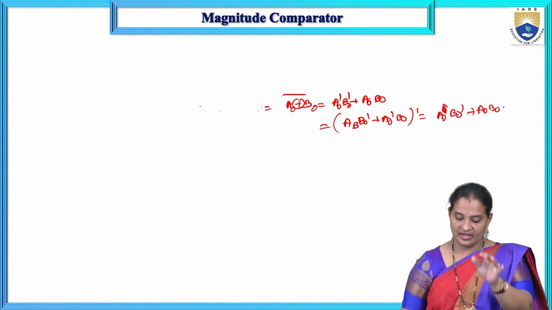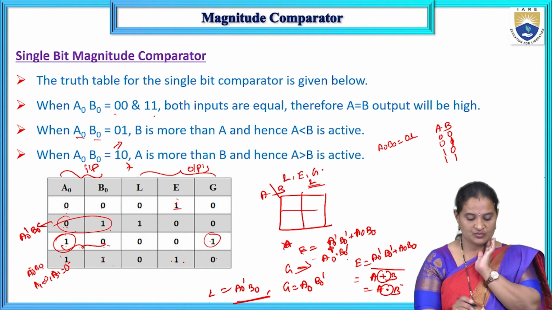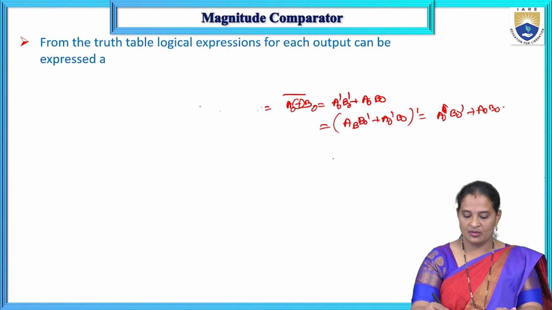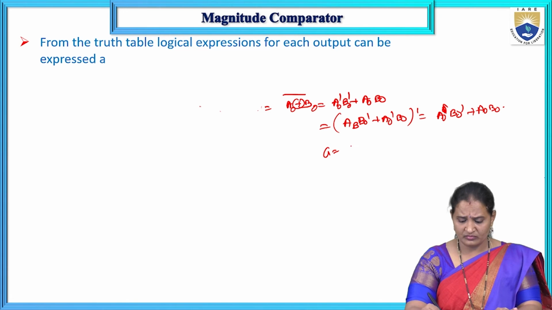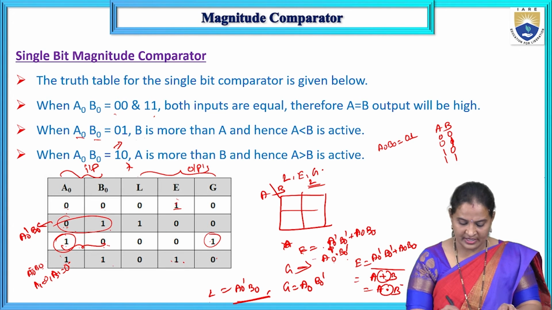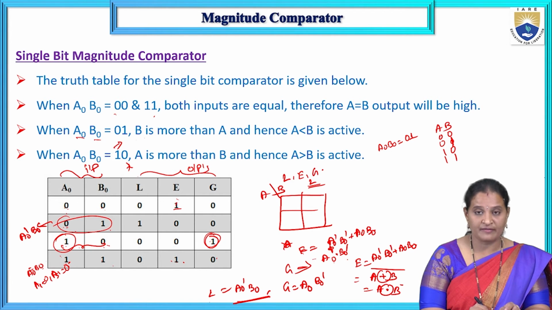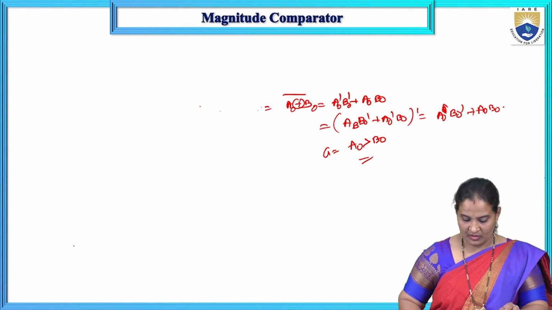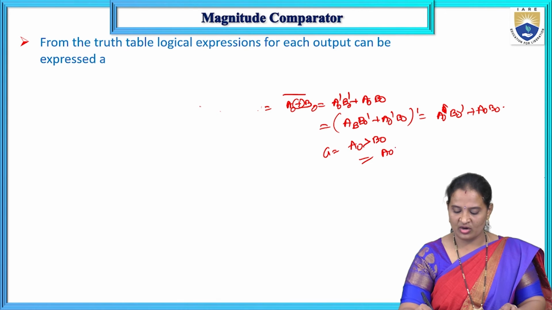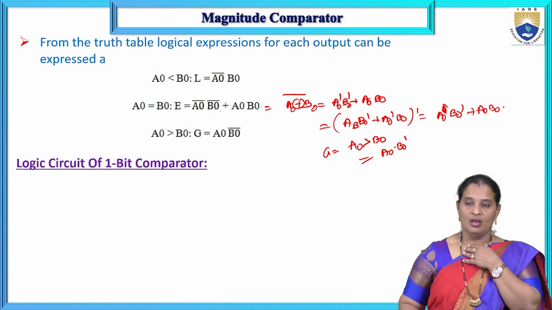And greater than: the greater output G is 1 when A naught is 1 and B naught is 0. So A greater than B is 1 only for one combination, 1 0. So G is A naught into B naught complement. So this is the output. These are the Boolean expressions.